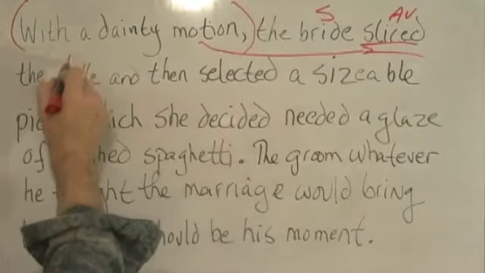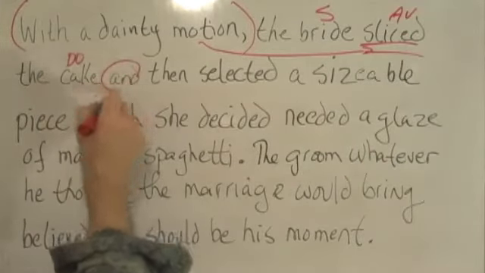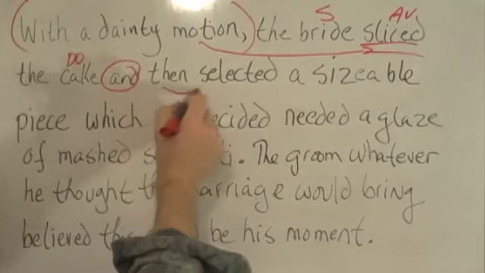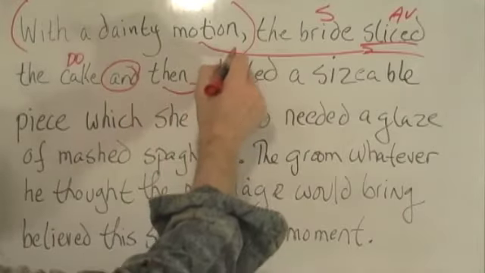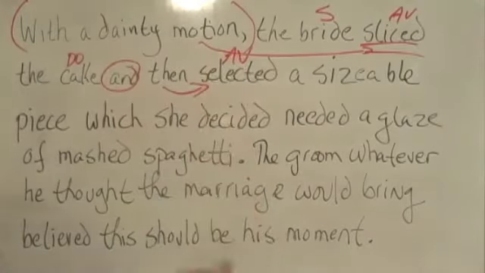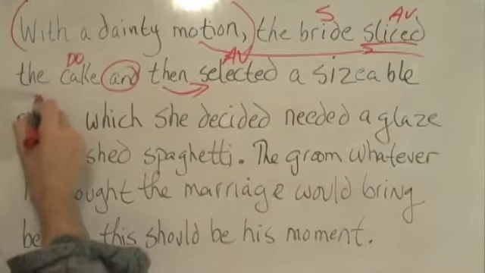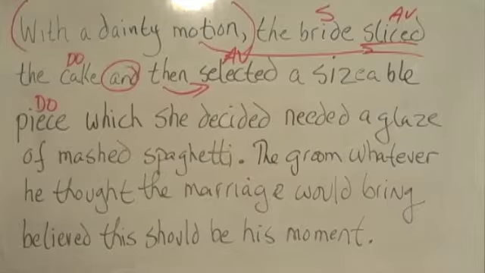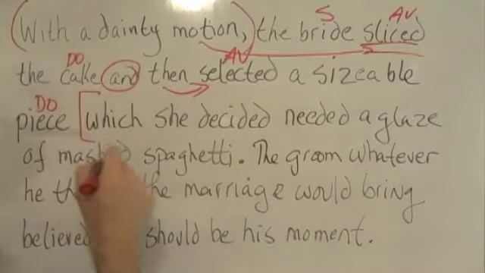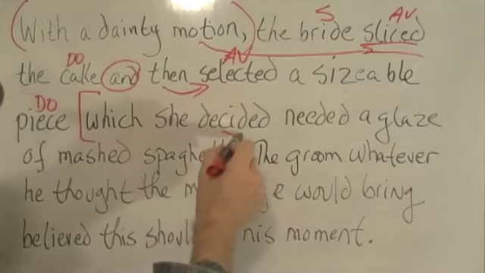Slice the cake. We've got a coordinating conjunction. We've got a little adverb here, and then we've got a second action verb. Selected a piece. We've got a second direct object here. And then we've got this impacted relative clause.